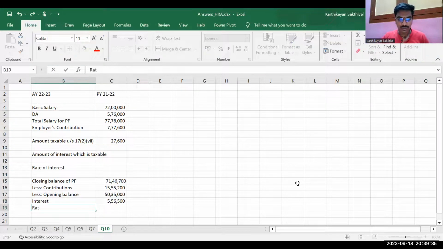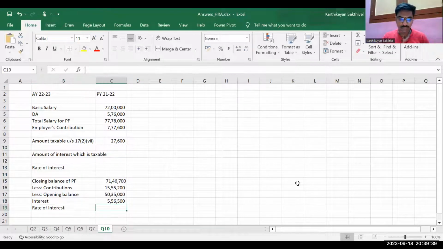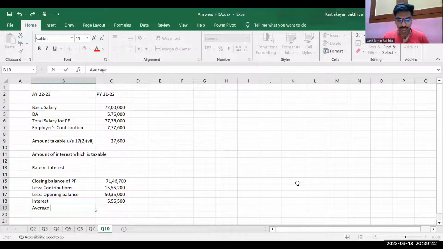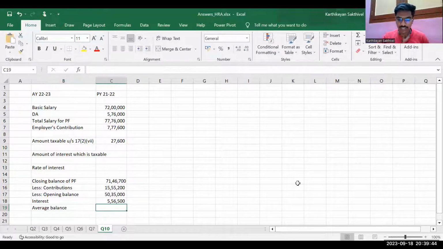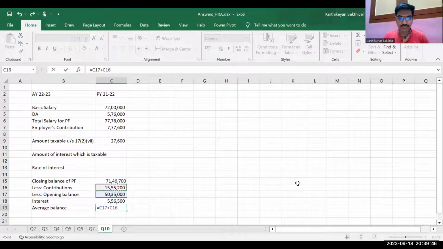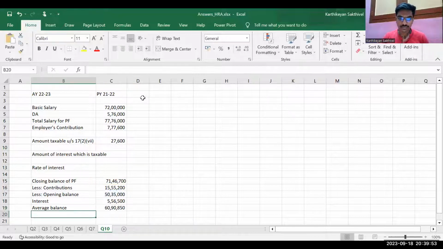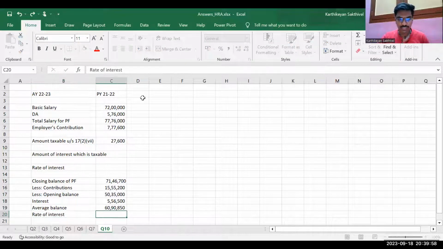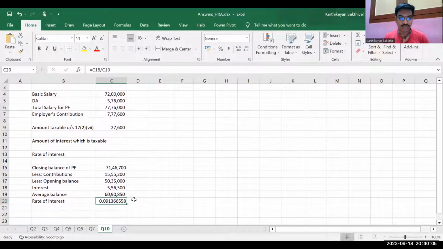Correct? So rate of interest, before that I need the average balance. Average balance is opening plus closing the whole divided by 2. This is going to be my average. So rate of interest is this divided by this. Are you getting this amount? Yes, sir. 9.13%. Yes, sir.